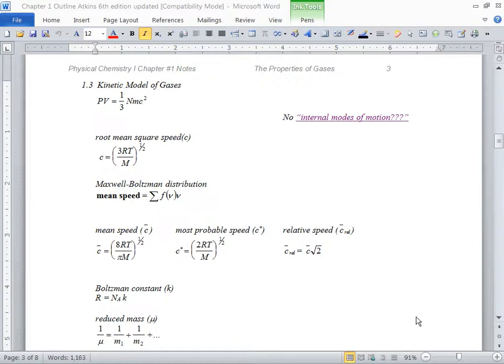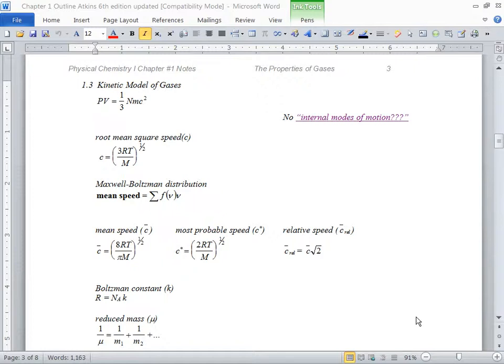One bad thing, though, is this thing, it can do this. What is that? Rotate. These magical spheres can't rotate. There's no internal modes of motion. Okay? So that's what the kinetic model of gases is.